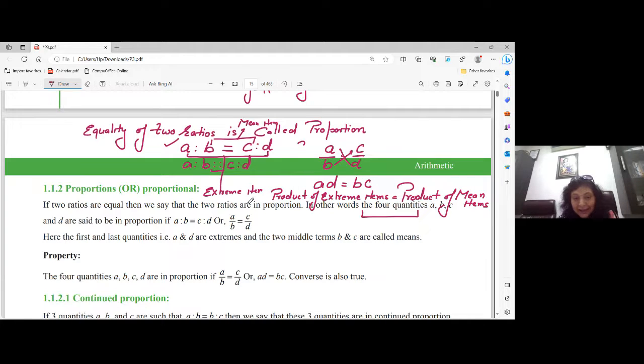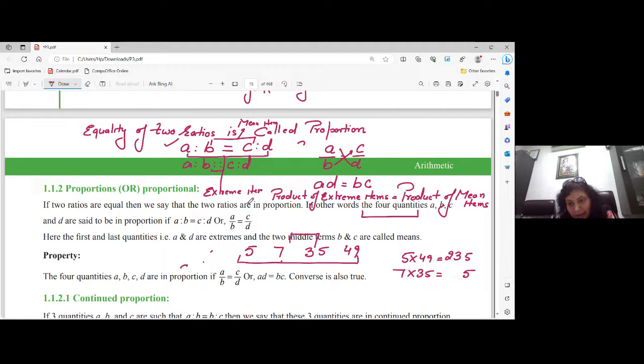Suppose I say find out whether 5, 7, 35, 49 are in proportion or not. You have to find the product of extreme items as well as the product of mean items. The product of extreme items is 5 into 49, that is equal to 245, and the product of mean items is 7 into 35. 7 5s are 35, 7 3s are 21, plus 3 is 24. 5 9s are 45, plus 4 is 49. Here also 245. So this is equal. That means they are in proportion.